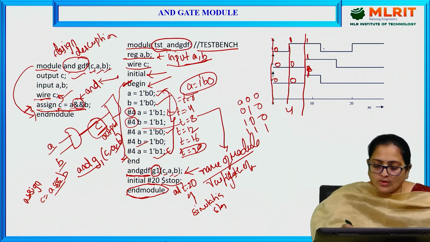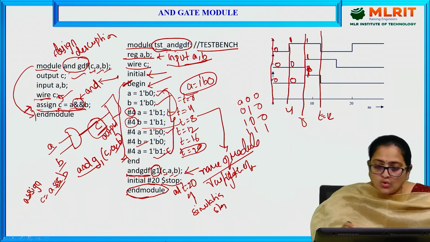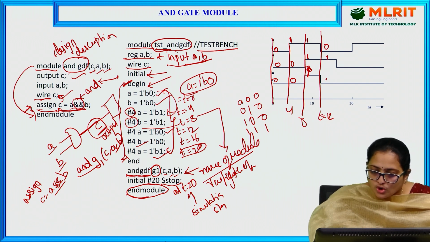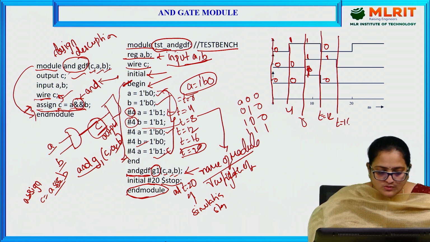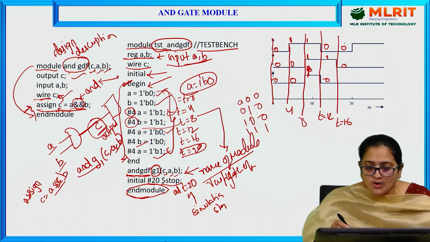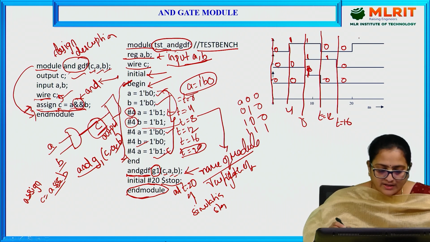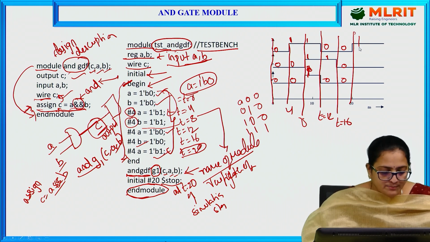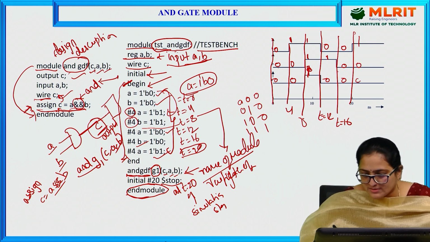Again, at t equals 12, the a value is changing to 0 and the b value remains the previous value, which is 1. For 0 and 1, the output is 0. And again at t equals 16, the b value is changing to 0 and a remains the same as the previous value, which is 0. So 0 AND 0 is 0. Again at t equals 20, the a value is changing to 1 and b is not changing, which remains 0. So 1 and 0 gives 0.